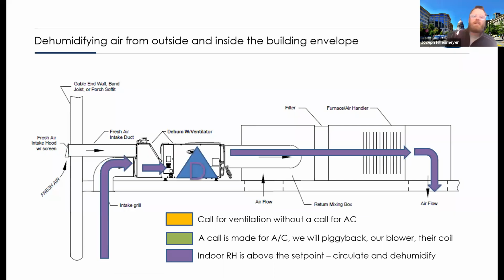Now we get to that scenario where indoor RH is above the set point, but there is not a call for cooling and there is not a call for ventilation. We still need to do something about that indoor RH. We don't want to wait until one of those other things happens. So by setting an RH set point on the dehumidifier, when it recognizes that RH is above the level that we want it to, it will again close that damper, open the other one. It'll circulate that indoor air, remove moisture from it, and introduce it back to the living space. So you'll be able to keep your RH within acceptable ranges all the time, regardless of whether or not you're ventilating, air conditioning, or doing neither.